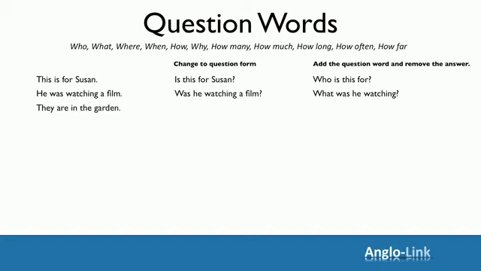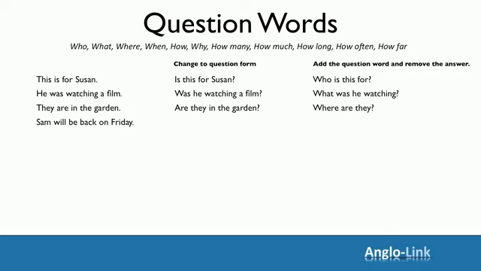They're in the garden. Let's ask a question with where. That's right. Are they in the garden? And then add where, removing in the garden. Where are they? Next question.